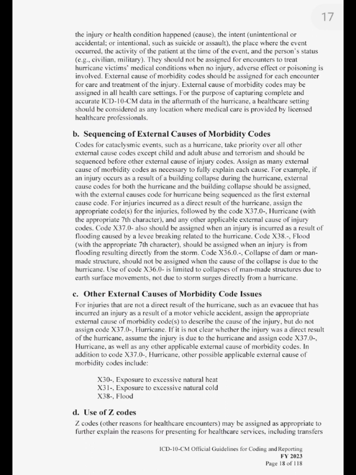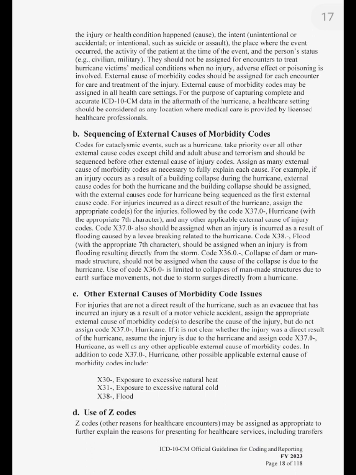Use of code X36.0 is limited to collapses of man-made structures due to Earth's surface movements, not due to storm surges directly from a hurricane. C. Other external causes of morbidity code issues for injuries that are not a direct result of the hurricane, such as an evacuee that has incurred an injury as a result of a motor vehicle accident. Assign the appropriate external cause of morbidity codes to describe the cause of the injury, but do not assign code X37.0, hurricane. If it is not clear whether the injury was a direct result of the hurricane, assume the injury is due to the hurricane and assign code X37.0, hurricane, as well as any other applicable external cause of morbidity codes.